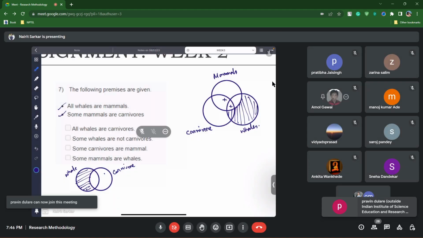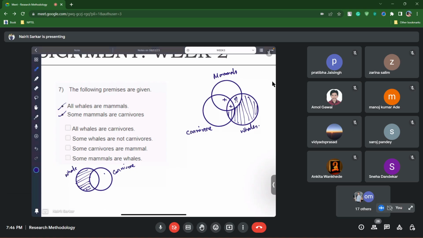Yes, here is a region which is not shaded, but according to this, the entire whale section which is not carnivore should be shaded, right? So it is invalid. Good. So the first one is invalid. And the next: is it valid? Some whales are not carnivores.